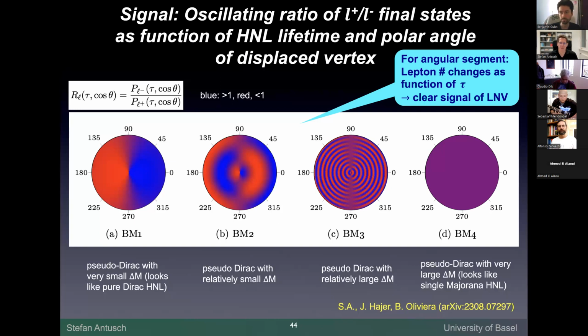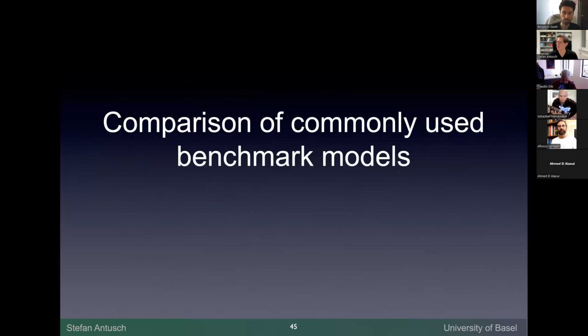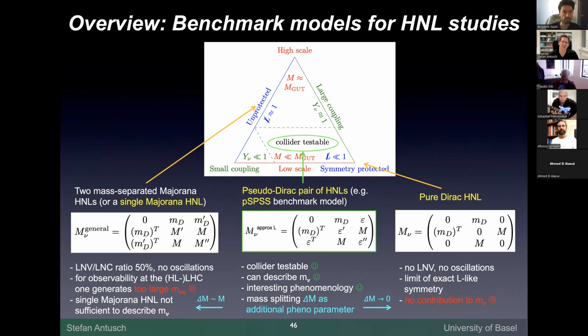Okay, that said, I wanted to do a small comparison of benchmark models, but let me just make this one statement: pseudo-Dirac HNLs are actually something in between a pure Dirac and a single Majorana HNL. These are the benchmark models that are typically used for collider studies. And the parameter making the transition between them is the mass splitting, as we just discussed. When the mass splitting goes to 0, then you come to the pseudo-Dirac HNL case. When it's getting very large, you have averaged out oscillations, and everything looks more like a single Majorana HNL.